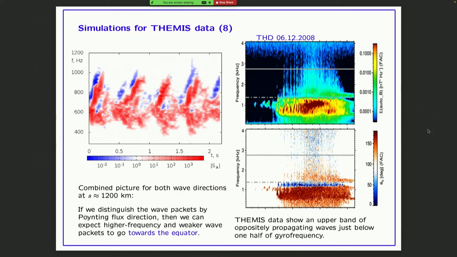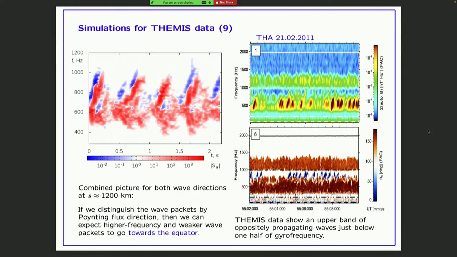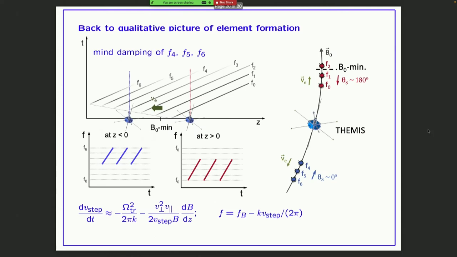And this picture is actually quite universal, and it corresponds well to what Themis has seen for these selected events. Next slide probably repeats the same, just for another event. And next slide. Trying to explain what we see.